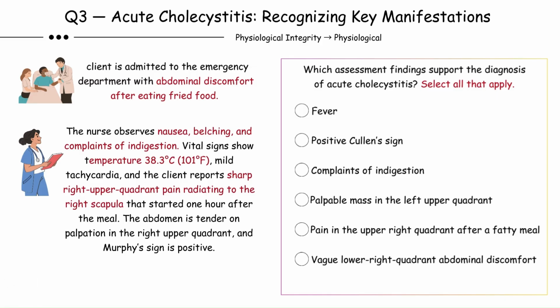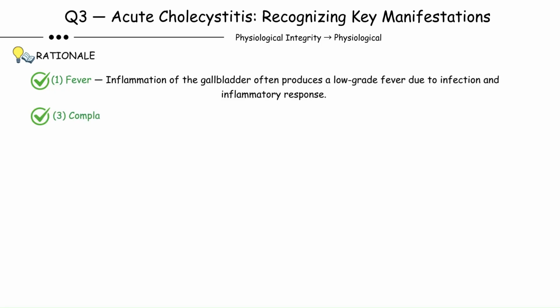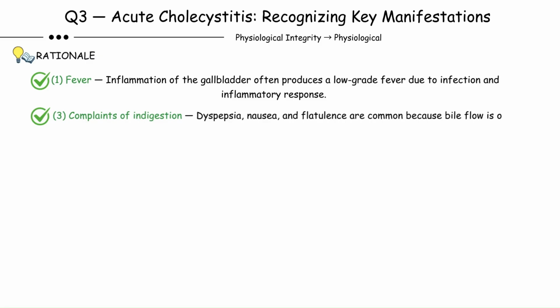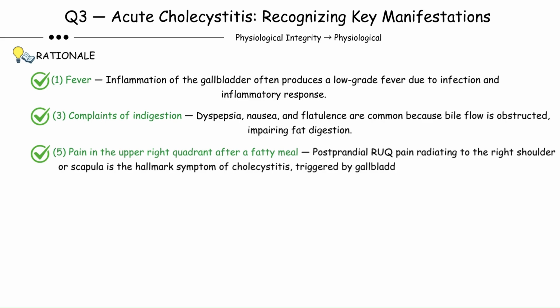Correct responses: Option 1, Option 3, and Option 5. Let's see the rationale behind the correct options. Fever supports inflammation of the gallbladder. Low-grade fever is common. Indigestion, dyspepsia, nausea, and gas occur because bile flow is obstructed and fat digestion is impaired. Postprandial right upper quadrant pain radiating to the right scapula is the hallmark of cholecystitis, especially after fatty meals.